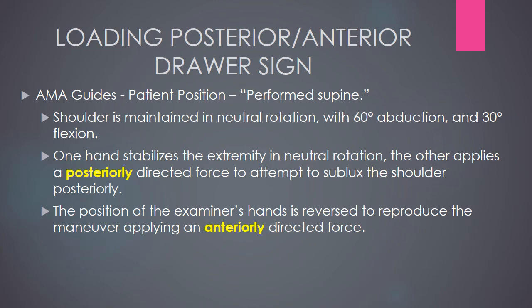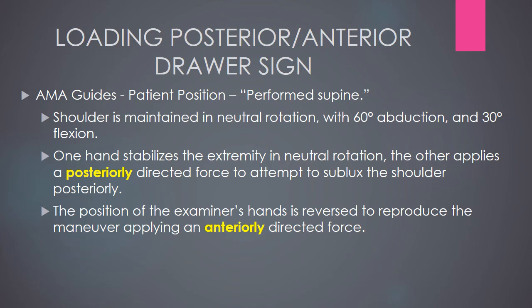With one hand, the doctor stabilizes the extremity in neutral rotation, while the other hand applies a posteriorly directed force in an attempt to sublux the shoulder posteriorly. So let's talk about this. The doctor simply positions his opposite hand over the head of the humerus in an attempt to shove or push the head of the humerus posteriorly in the glenoid fossa.